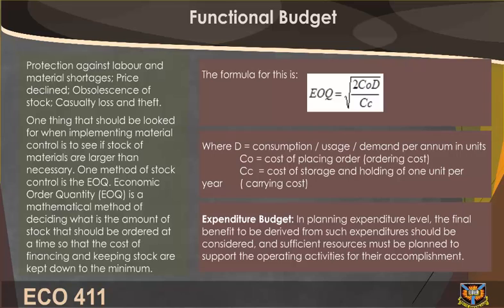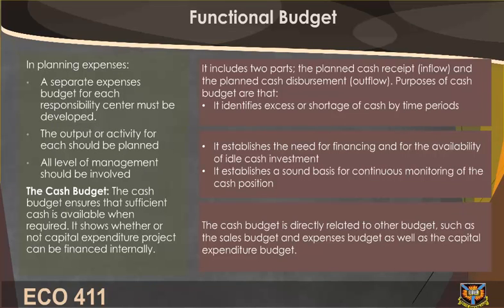Expenditure budget. In planning expenditure level, the final benefit to be derived from such expenditures should be considered, and sufficient revenues must be planned to support the operating activities for their accomplishment. In planning expenses, a separate expenses budget for each responsibility center must be developed. The output or activity for each should be planned. All levels of management should be involved.